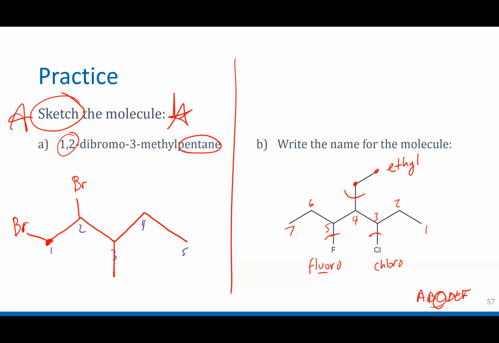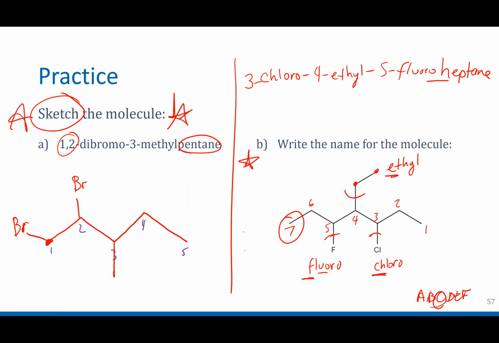Okay. So let's go. I'm going to go in alphabetical order. This is really interesting because C, E, F. This is a pretty tricky one in the sense that you need to make sure you know your alphabetical order. So this would be 3-chloro, and then ethyl comes next, 4-ethyl, 5-fluoro, and then heptane. That's all one word. Heptane because there's 7 carbons.